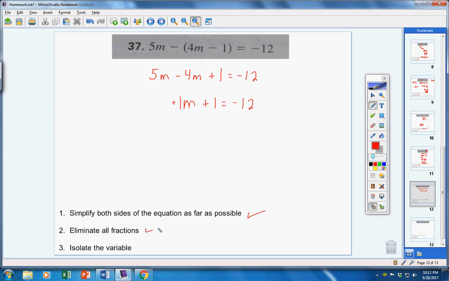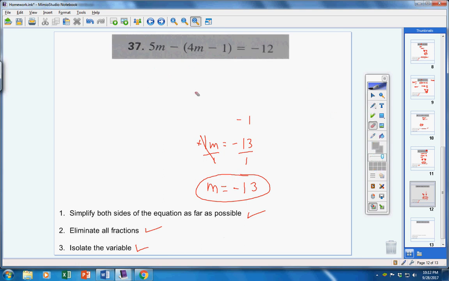Step 2, eliminate all fractions. There are no fractions. Step 3, isolate the variable. So, save this number for last. Bring the 1 over. Make it a negative 1. 1m equals negative 13. Now, divide by 1, of course. When you divide by 1, nothing changes. Negative 13 divided by 1 is negative 13. There's your answer.